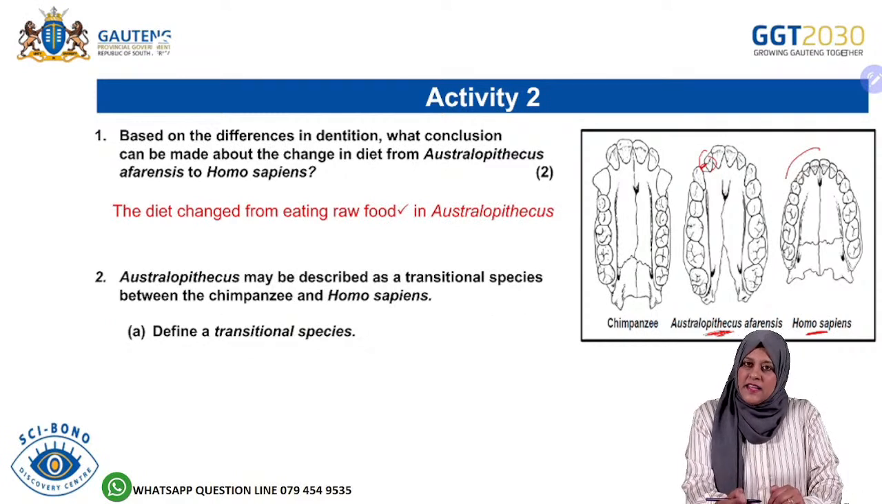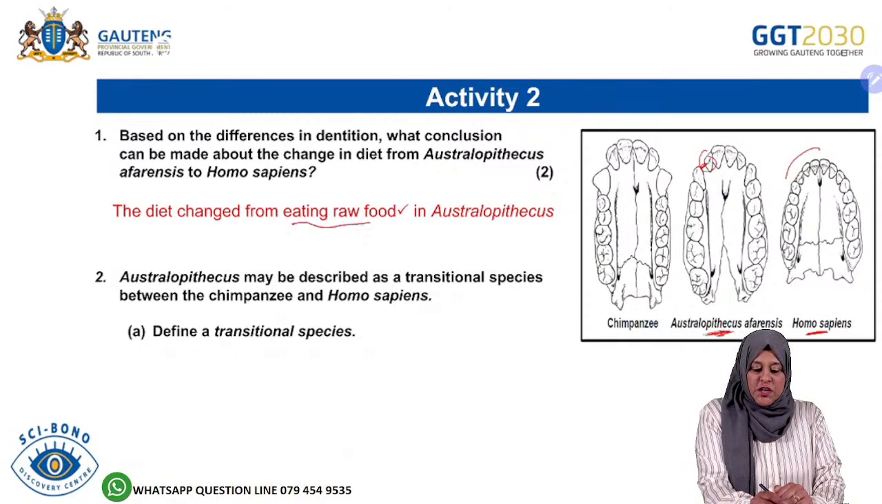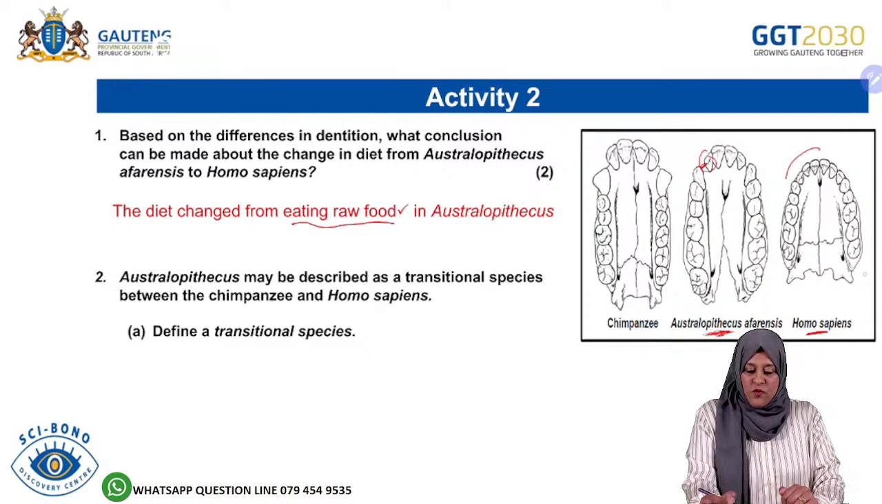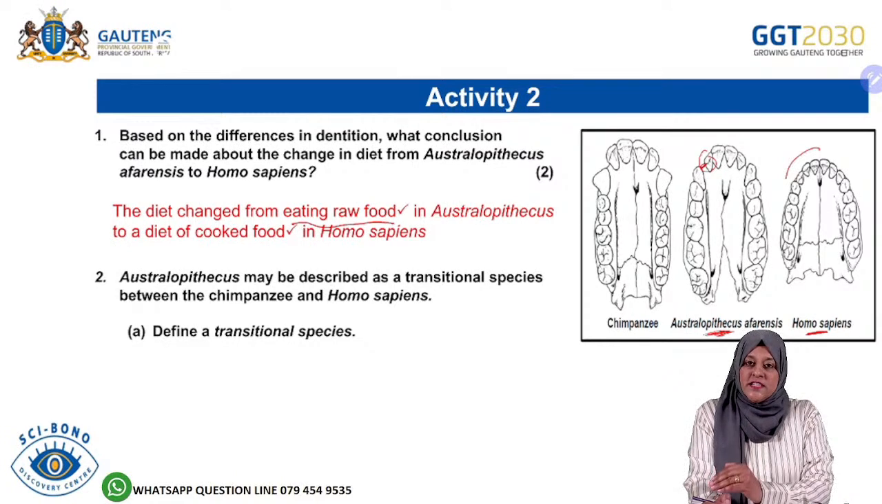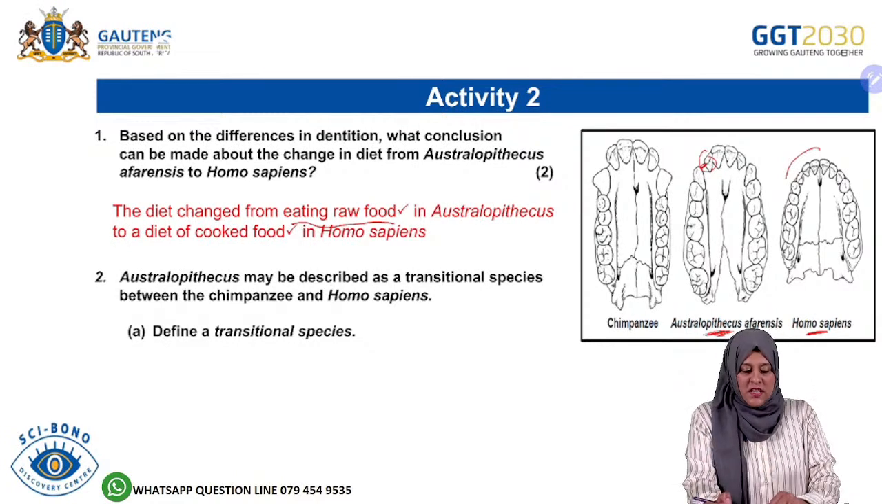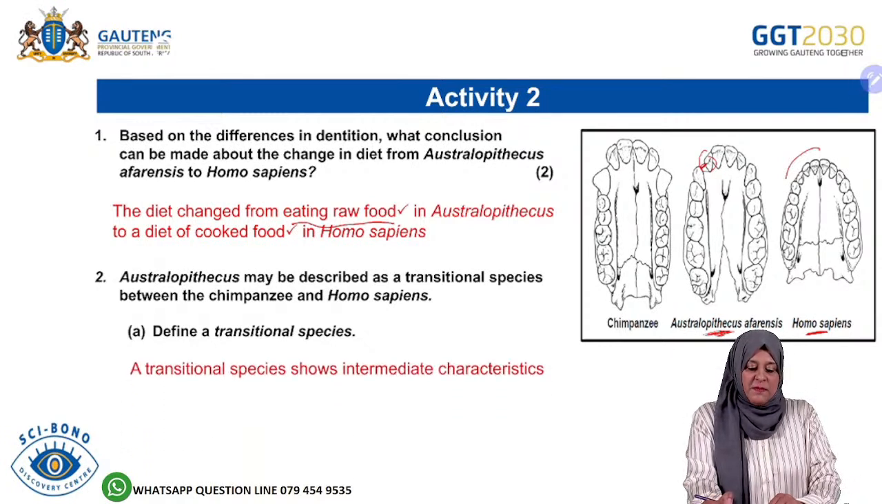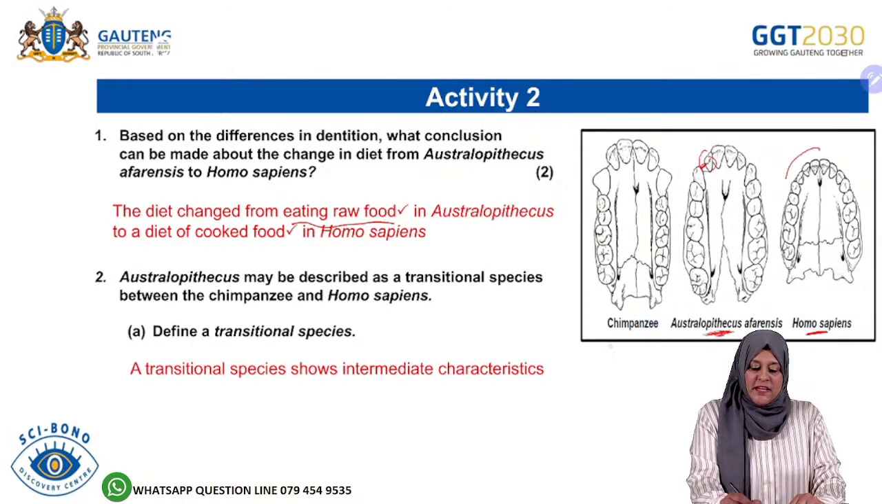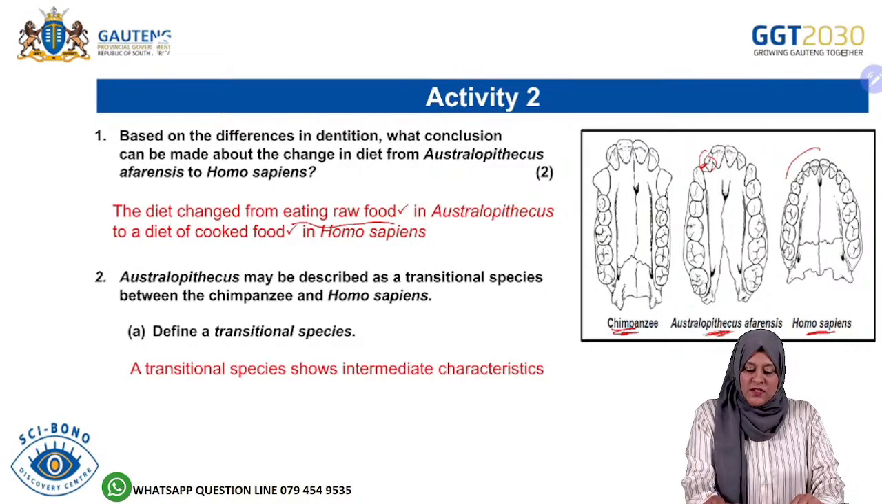That is the diet. The diet changed from eating raw food to cooked food, right? So raw food was the Australopithecines, and then cooked food was the genus Homo. The Homo sapiens ate cooked food, and that is why the dentition changed to much smaller teeth. Number 2, Australopithecus may be described as a transitional species. Remember, we spoke about that, between chimpanzee and the Homo sapiens. So we're saying that Australopithecus, this one here, may be a transitional fossil.